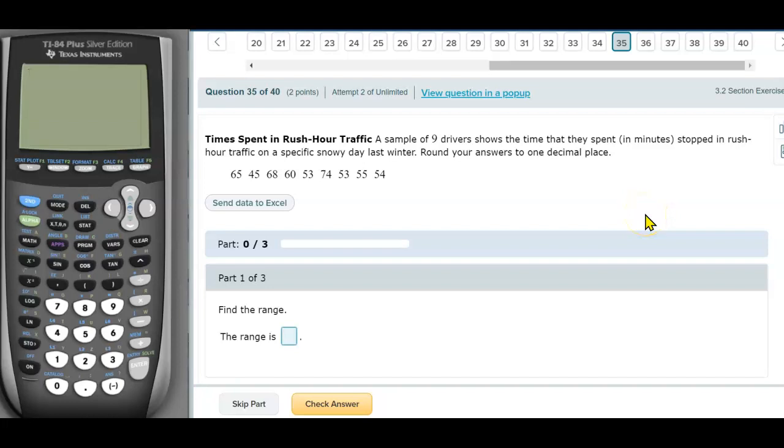All right, so for this question, they give you a list of numbers and they're going to ask you some standard questions like the range and so forth, right? So we're going to be using the TI-84. The first thing is to clear the memory on the list.